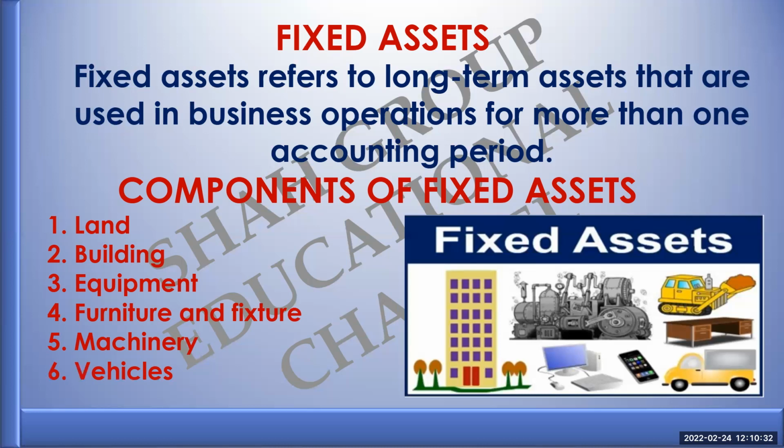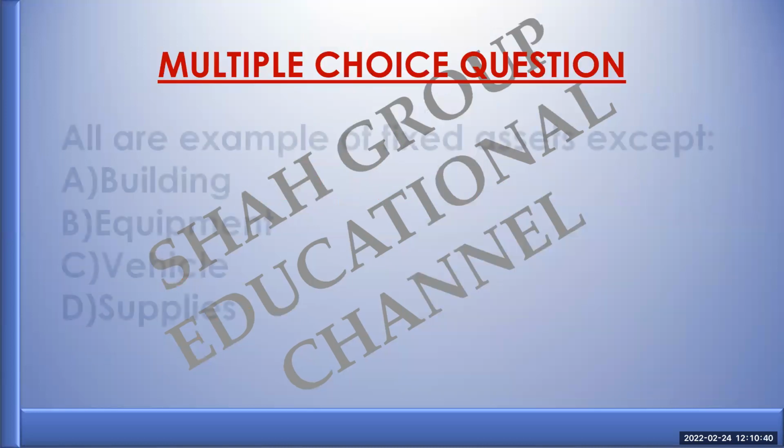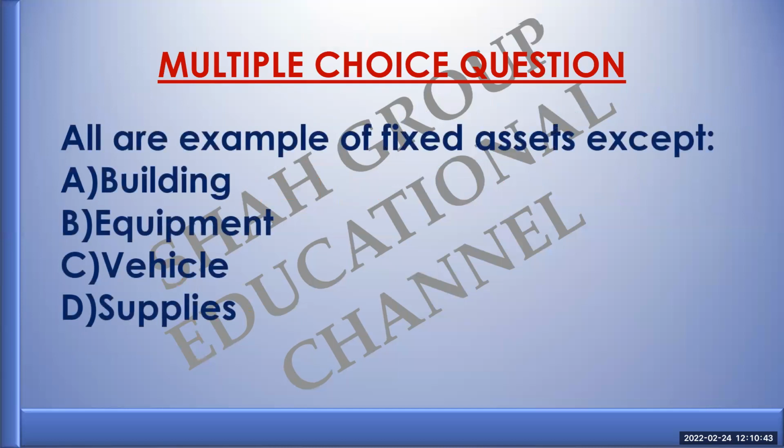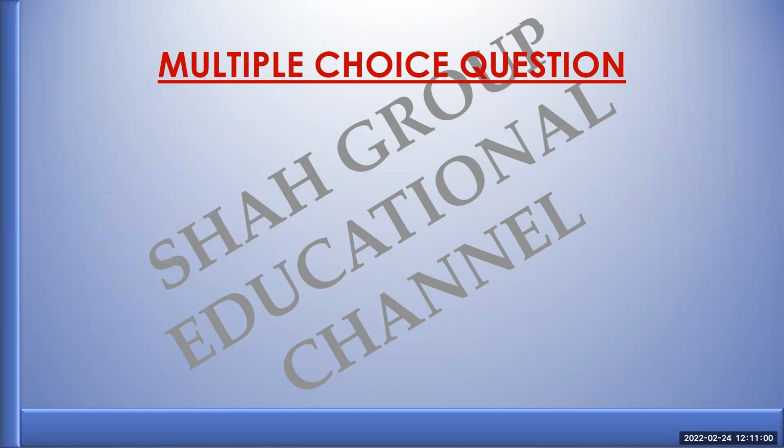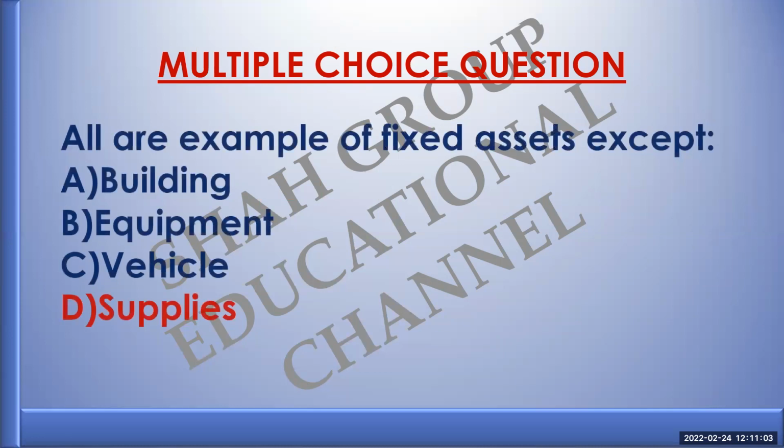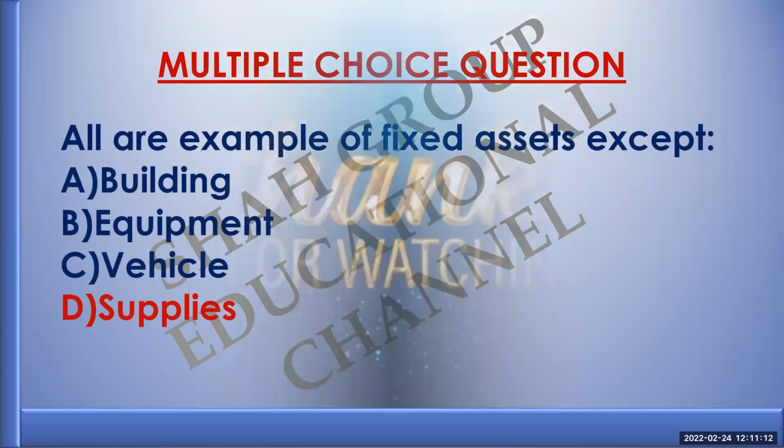Okay, beta. By learning the definition of fixed asset and some examples of fixed asset, we have a MCQ. Let's have a MCQ. The MCQ is: all are examples of fixed assets except. Options are building, vehicle, equipment, or supplies. Yes, you are thinking absolutely right. All are examples of fixed asset except supplies. Okay. I repeat, building, equipment, vehicle are examples of fixed asset except what? Except supplies.